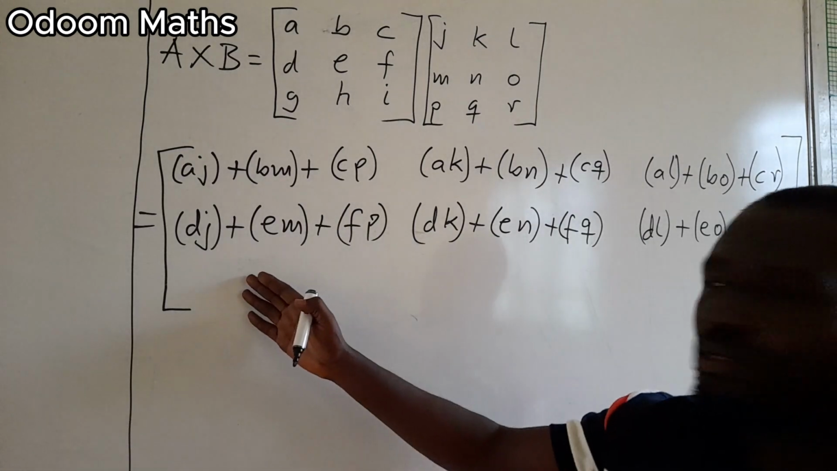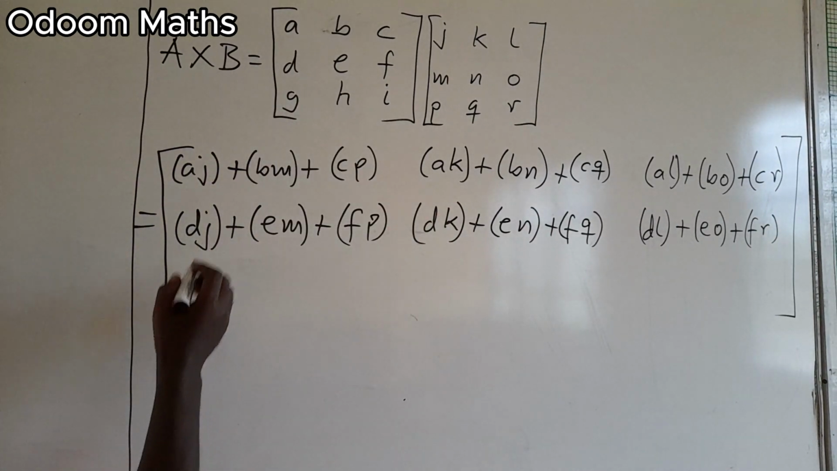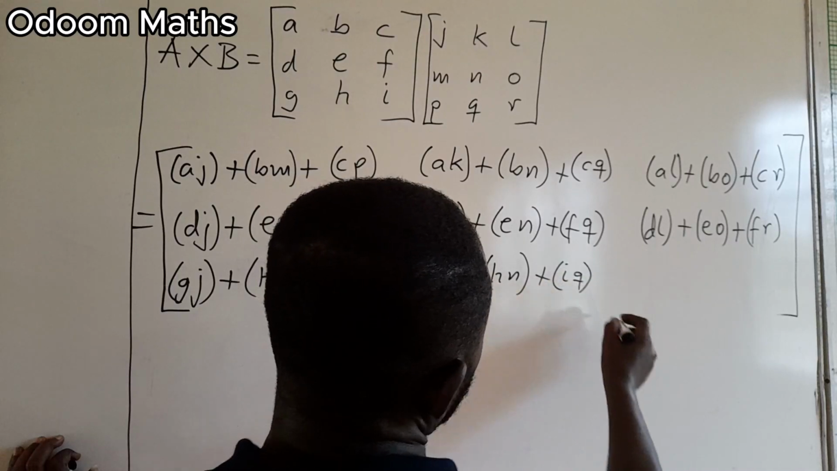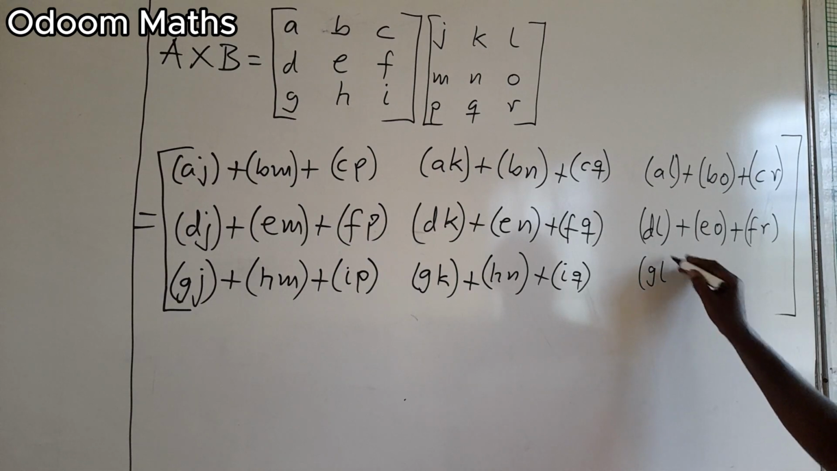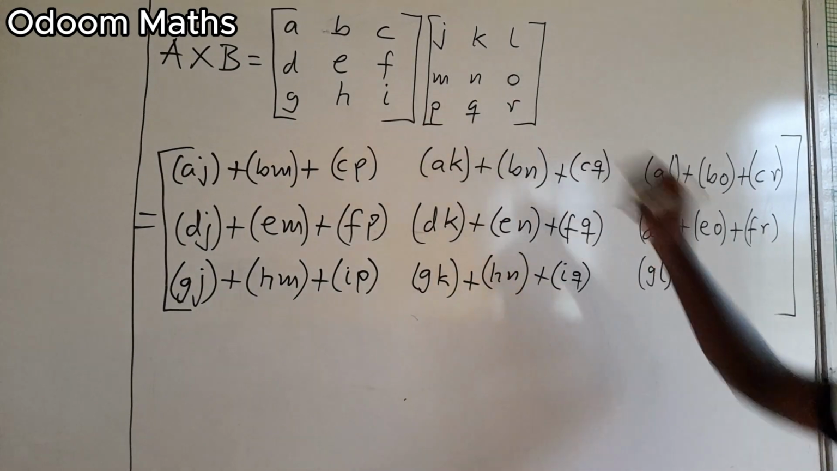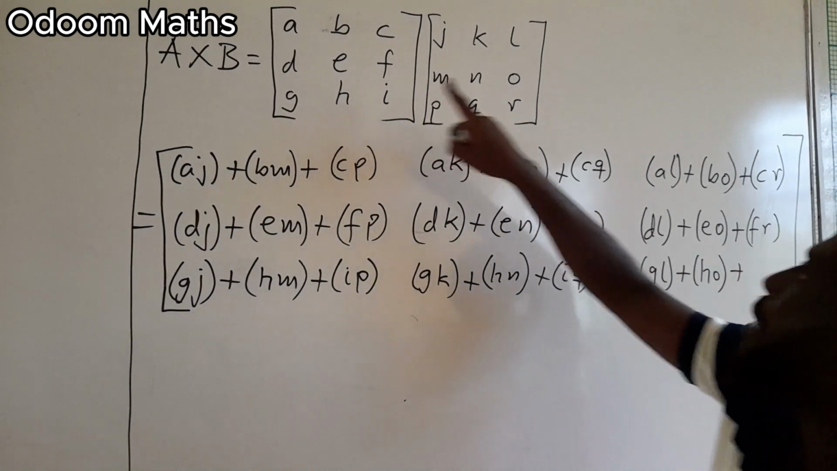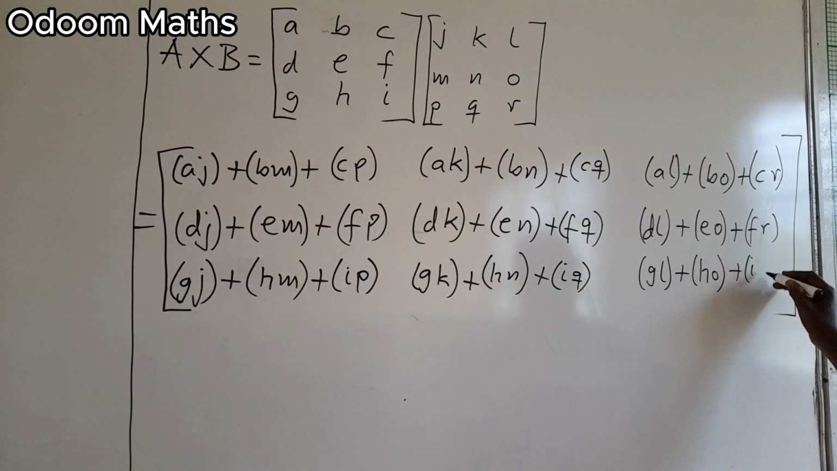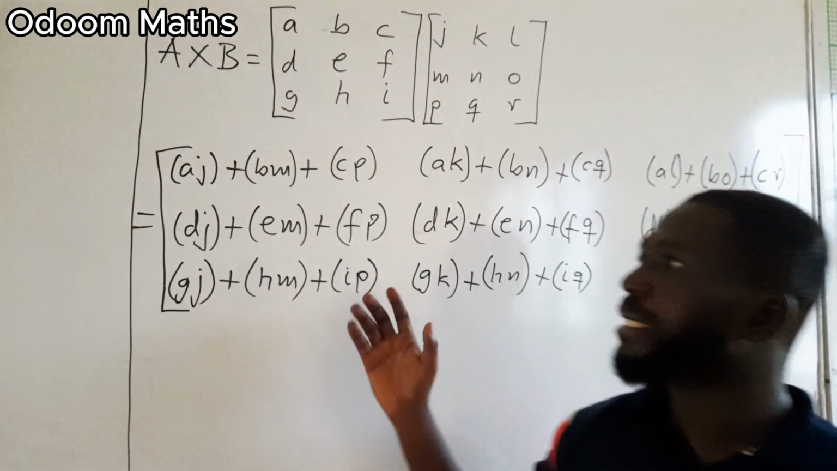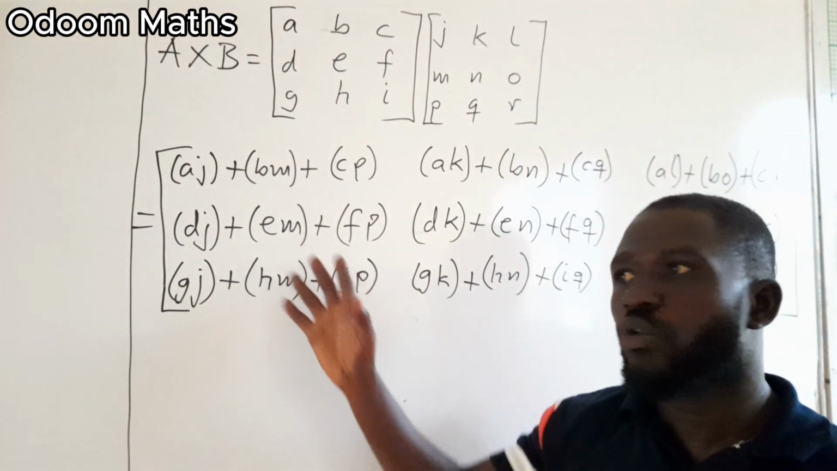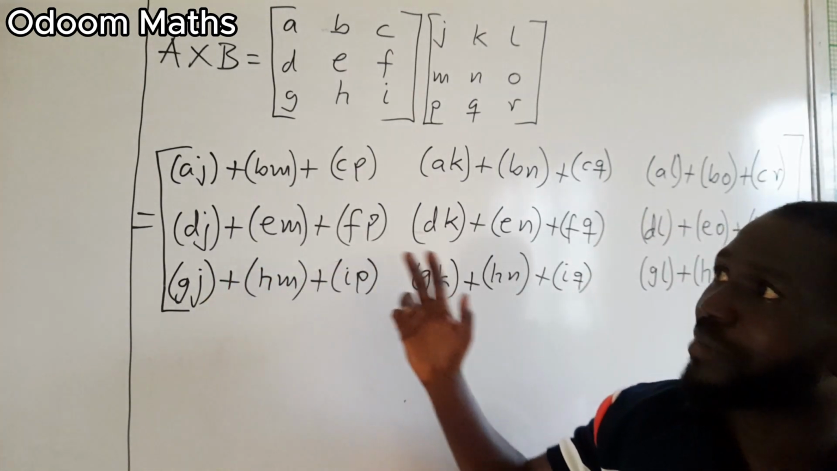Then we come to the last row also to multiply. So the first one, GJ plus HM plus IP. Then G times L, so GL, plus H times O, so that is HO, plus I times R, that is IR. Okay, so let's take an example and then look at how we can go by what I did to get two 3 by 3 matrices multiplied.